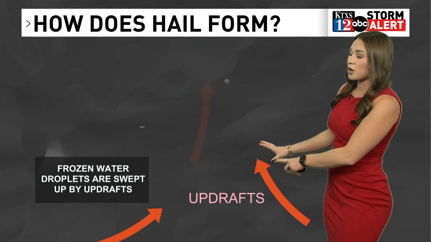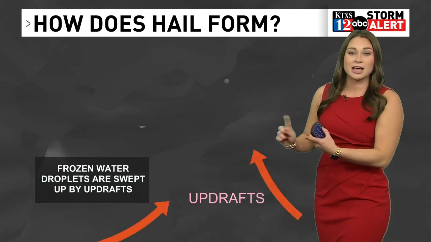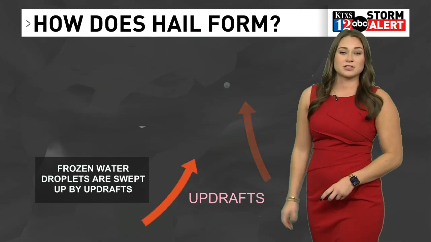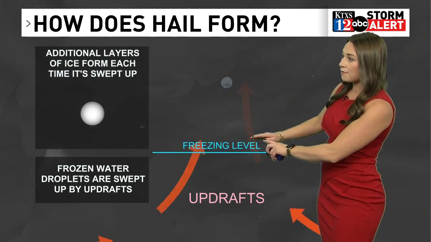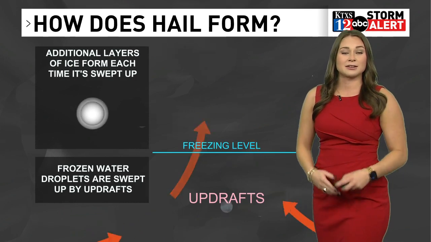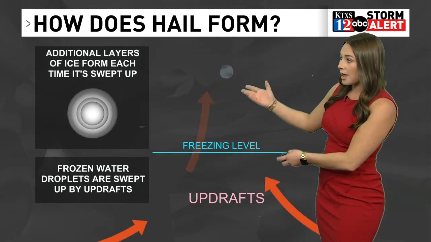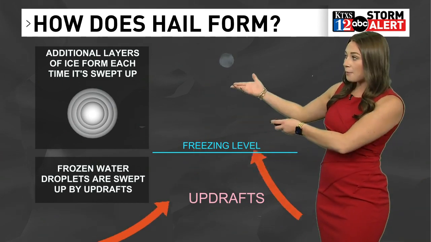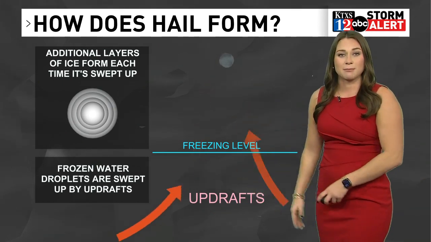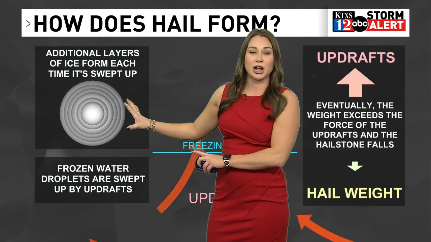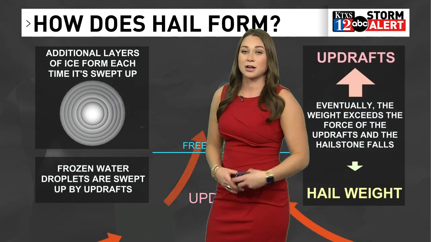We talked about updrafts with tornadoes causing that rotating column of air, but updrafts also bring frozen water droplets swept up into the air above a freezing level, and each time that additional layer is added, it's because that water droplet is moving up and down above that freezing level. So it's going up and freezing and then dropping down and melting. And as you can see in this graphic here, each time it gets an additional layer of that ice, causing it to be much larger.